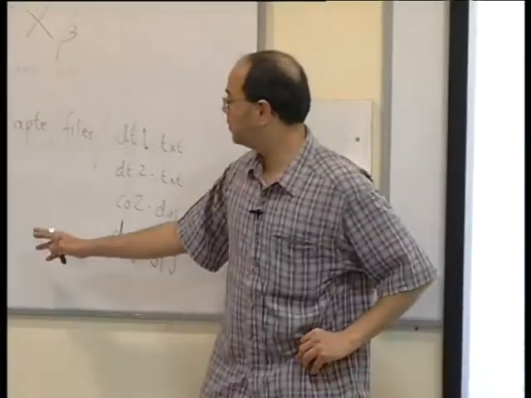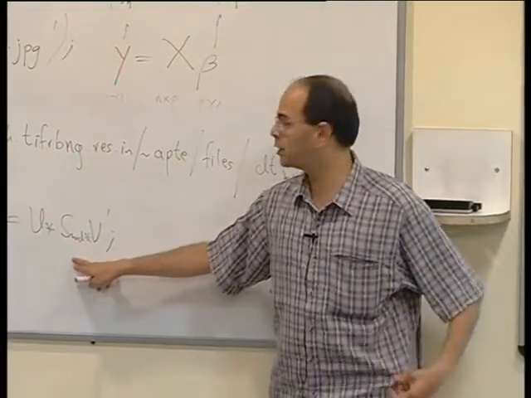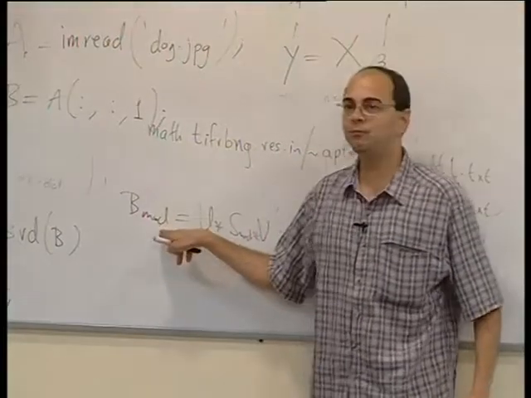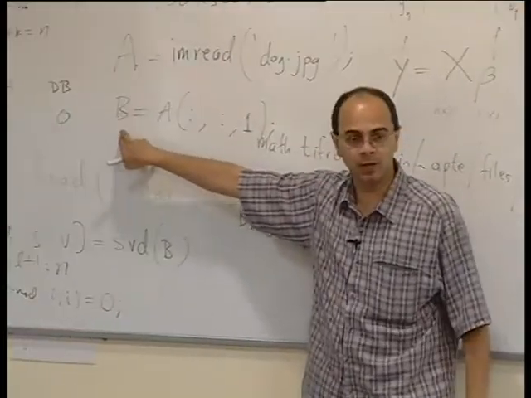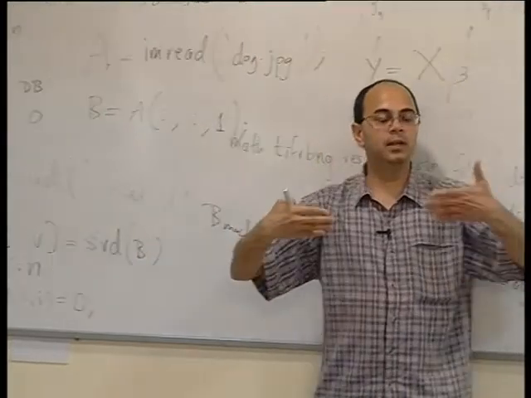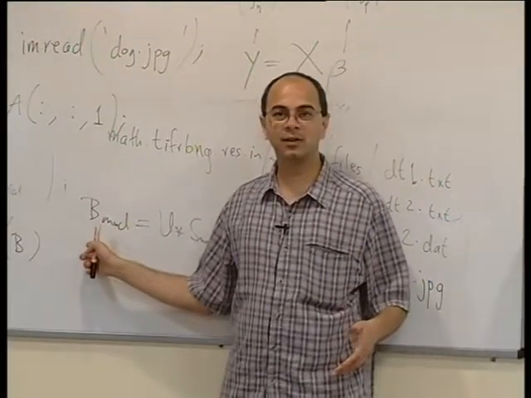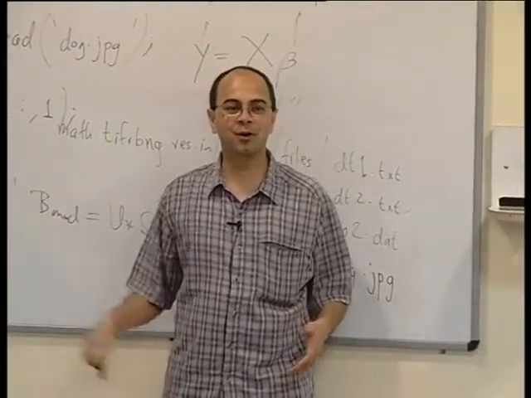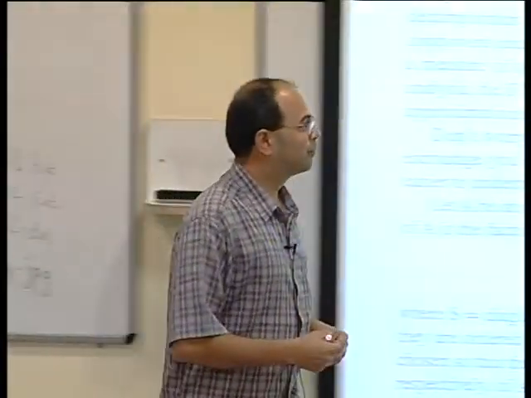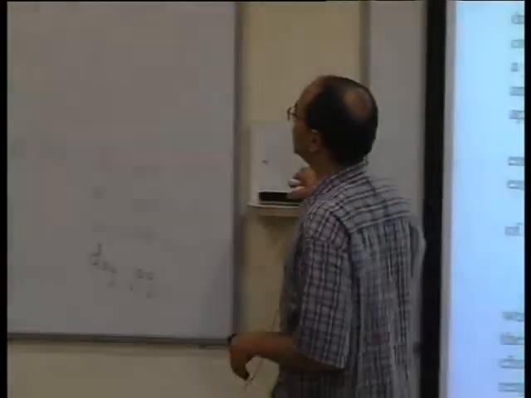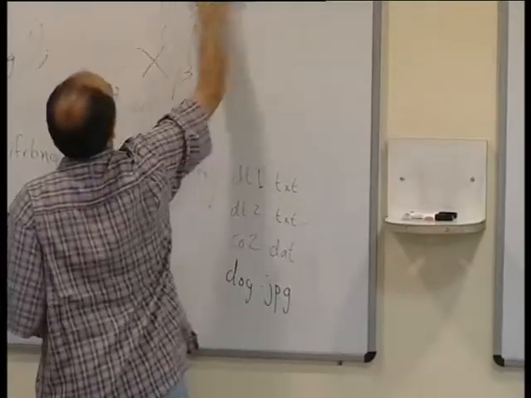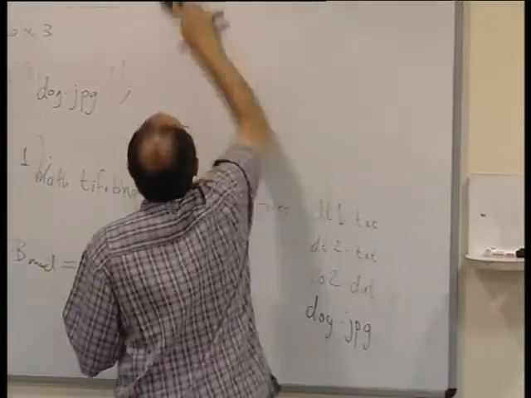So B mod will be a rank L approximation to B, and you want to see the dog out of B mod, right? The modified dog. How do you see the modified dog? You again make an image out of it, which is... I keep forgetting these commands. How do you plot a matrix as an image? I don't remember now.